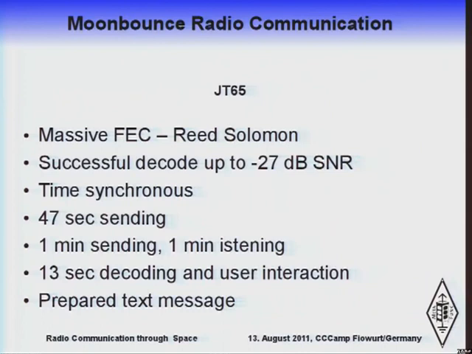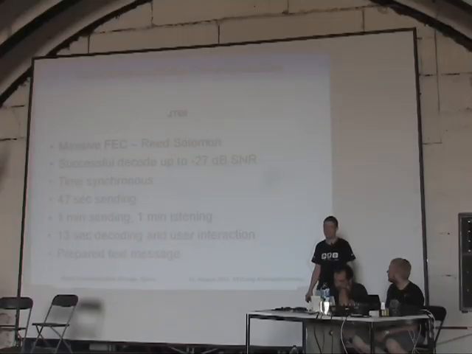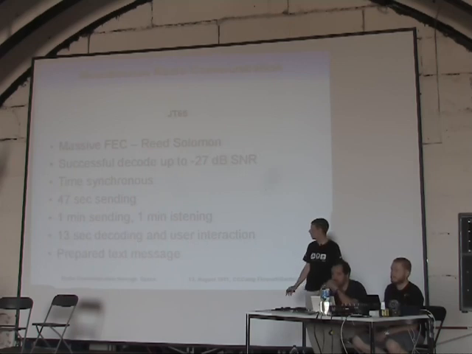What JT65 is doing is it is a massive forward error correction. It's a Reed-Solomon coder, and it can decode up to minus 27 decibels under the noise level. If you have got something like wireless networks, you need about 20 dBs above the noise level to have a good signal. So that's really, really good.